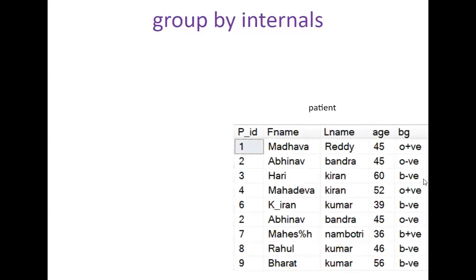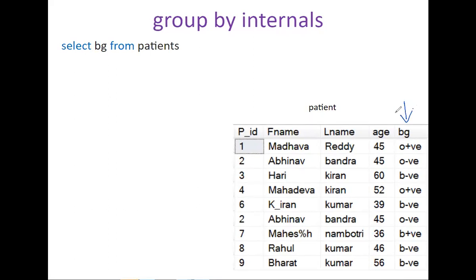So now we'll see how group by works with an example. Then it will become more clear. So we have our patient table with 5 columns: patient ID, F name, L name, age and blood group. Now I am going to select the blood group column values from patient. I want to group the BG. So I want to group by BG column.